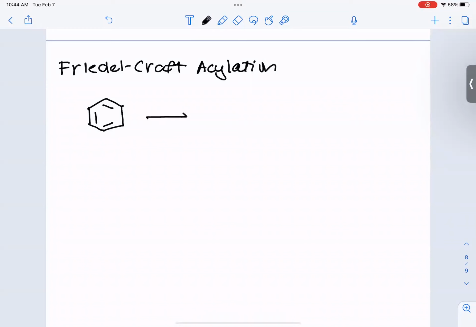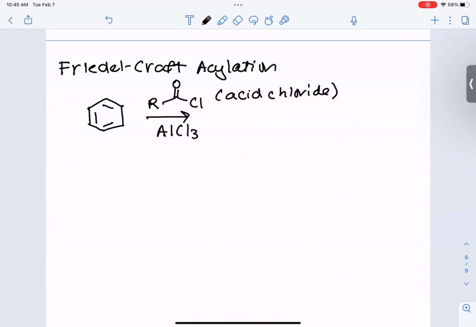Again, you have your benzene ring. This is called an acid chloride. We will learn about them in more detail in a later chapter. And here we have our aluminum trichloride. Your net result is to add an acyl group to the ring. I'm going to show you again how to make the acyl electrophile, but you do not need to know this.